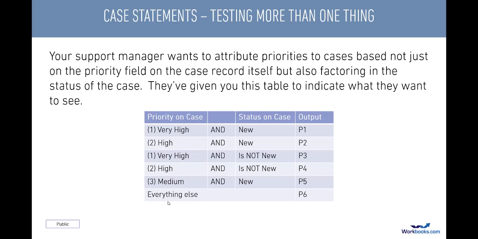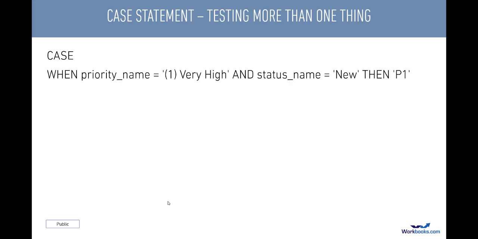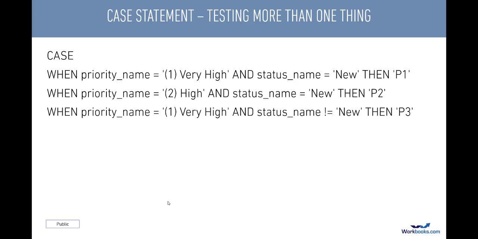And you do have to write it slightly differently from the way we did the last one. You still start with the word case, but instead of putting next to it the thing that you're testing, you go straight into the next row. And hopefully you can work out from here, even though we're looking at the field names rather than the labels, this says when the priority is very high and the status is equal to new, then P1. Likewise, the next row, when priority is high and status name is new, then P2. Then we've got when priority is very high and status name is not equal to new, then P3.